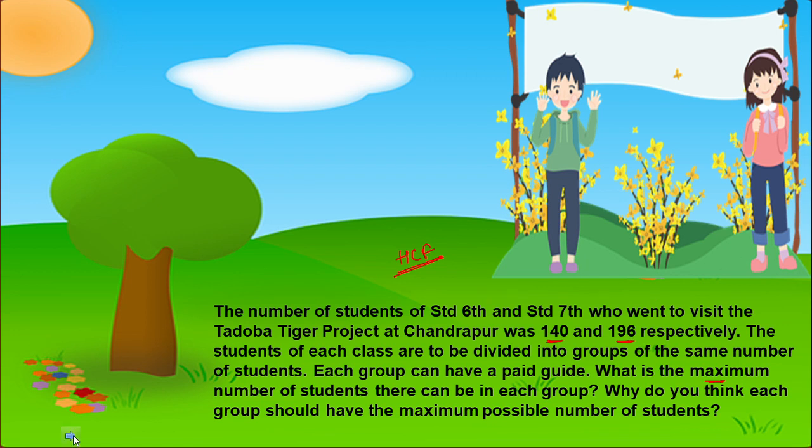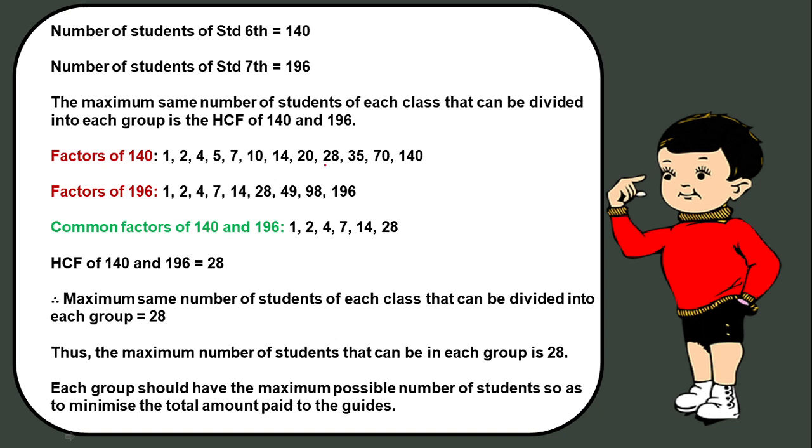So let's start, children. Now, how many children were present in 6th? 140. And in 7th we had 196. Now let's start finding the factors. Firstly, as in HCF, we found the factors. Then next you go for finding the common ones. What is common, children? 1, 2, 4. Then you have 7. Then you have 14. Then you have 28. Then nothing else.